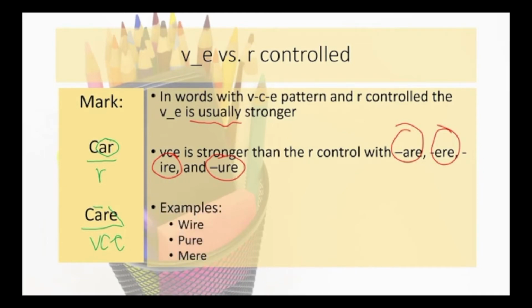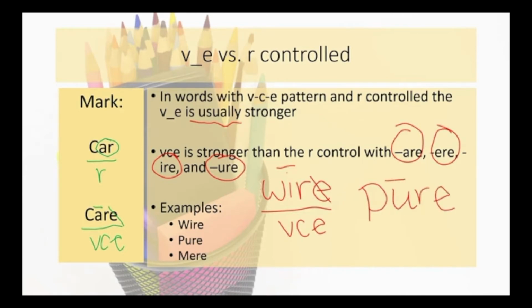Some examples are words like wire, pure, mirror. Notice in the word wire, I hear that long I sound, wire. So this is VCE, stronger word. Pure, I hear the U sound, and it's stronger. Same with mirror, I hear the E sound, it's a stronger sound.